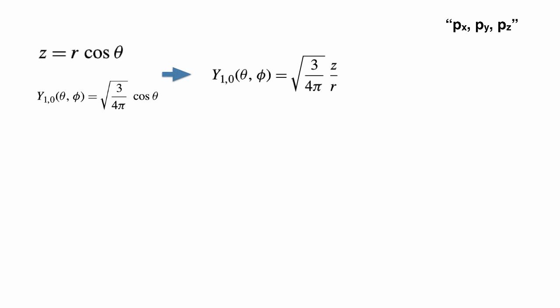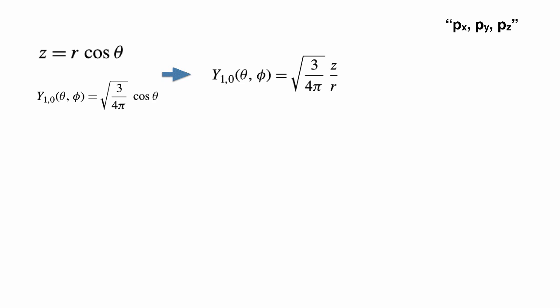So sometimes you have heard about Px, Py, Pz. These are the P states, the L equals 1 states that are used, for example, as the orbitals for carbon. So what do they look like? Well, it turns out that the Y10 state can be expressed mathematically by the expression here, Z over R, when we remember that Z is nothing else than R cos theta. So this is actually the PZ state. So the PZ state is indeed an eigenstate of LZ and L square.